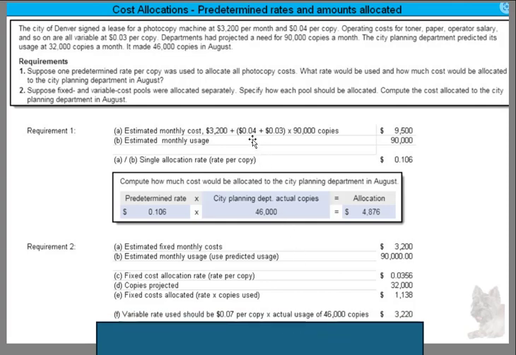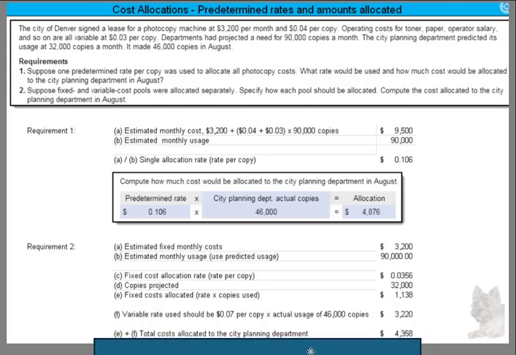And the 7 cents was the total of the 4 and 3 we already calculated, right? The 4 cents that the leasing company charges plus the other 3 cents of all our variable costs. Okay, so then we would add the 1,138 to the 3,220 to come up with the total cost allocated to the city planning department.